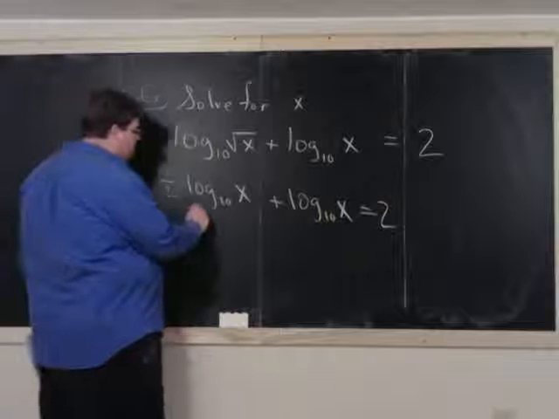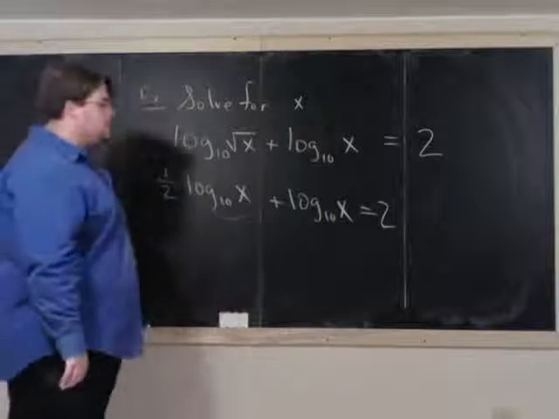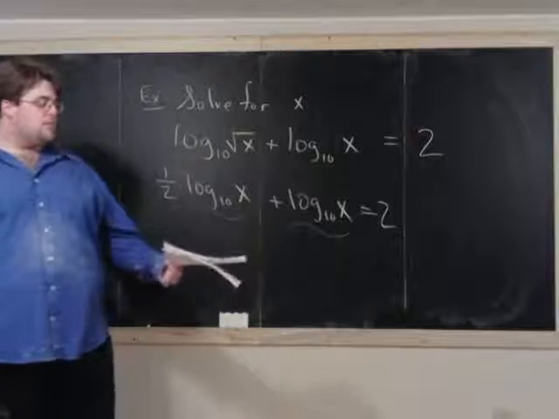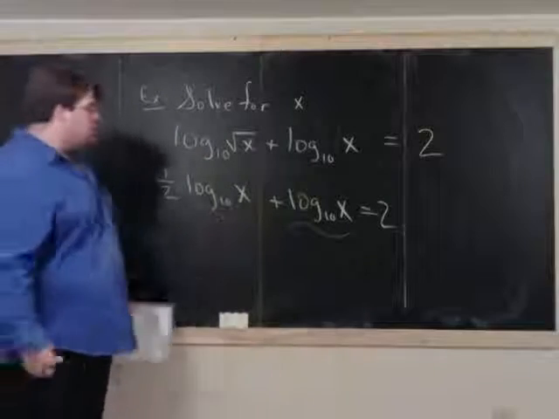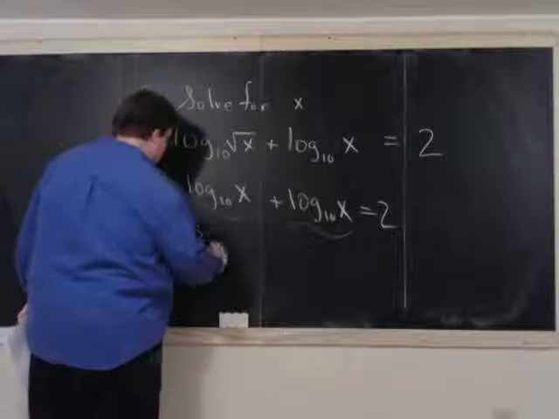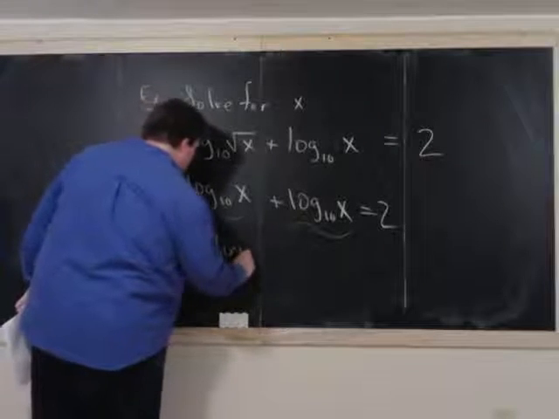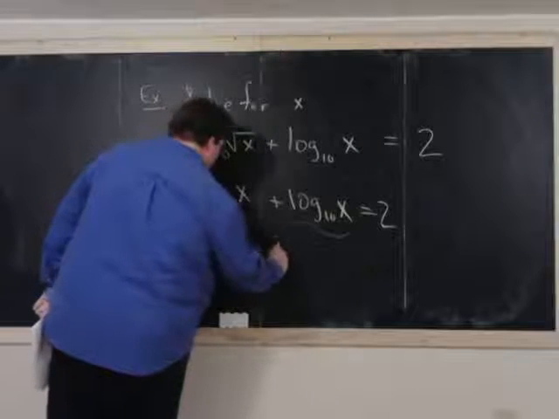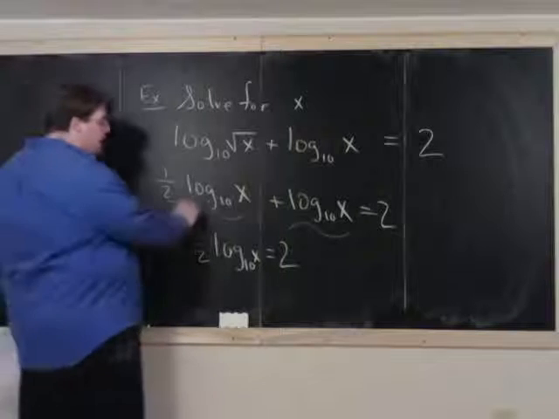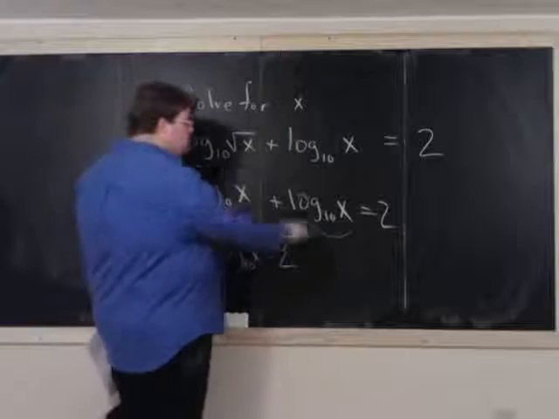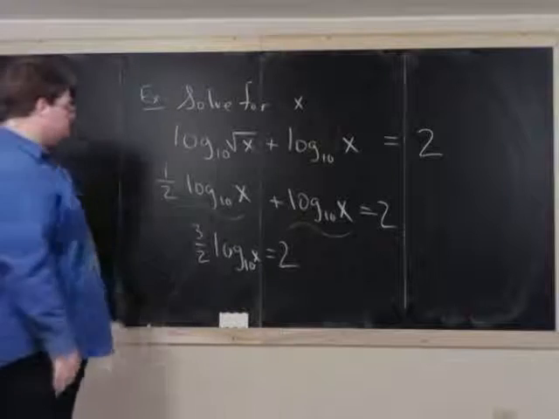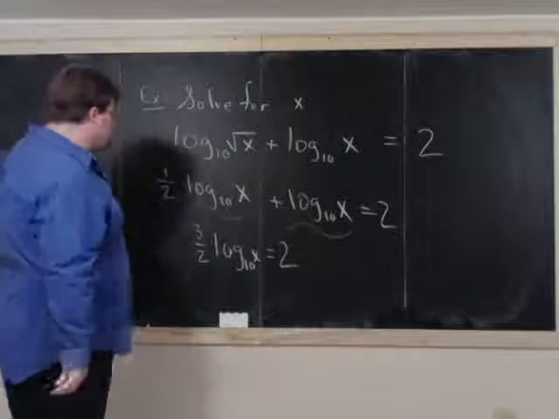We have half of something. And we have 1 of something. If you have half of something and 1 of something, then you have 1.5 of those. 1.5 is also known as 3/2. So we have 1.5 of these log. We have half of a log x. We have a full log x. So you have 1.5 log x's, which is 3/2 log x.